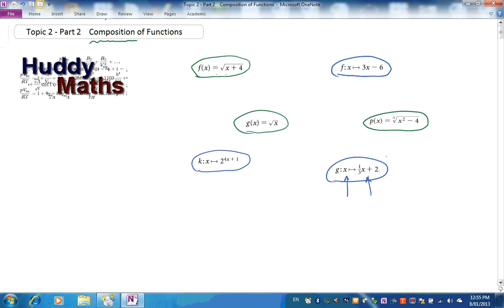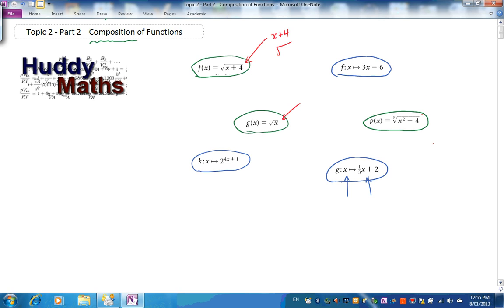Is there anything else that looks slightly different between these functions? Have a look and see what you think. Can you see it? Well, this is probably the simplest function, just one operation done to the variable x. This one up here is a bit more complicated. There have been two things happening. 4's been added to x, and then we've found the square root of it. That looks like a composite function.